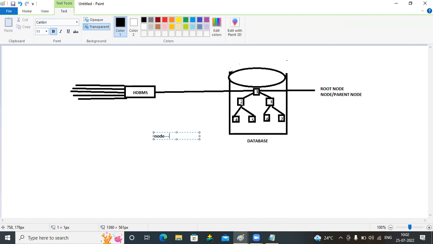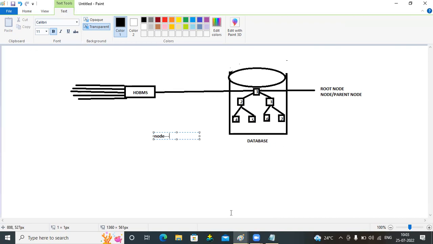Every root node or parent node contains two child nodes. See, I have mentioned here, in this root we have entered two child items. So every root node or parent node can contain two child nodes. For example, the first node is a parent and has two child nodes. The second node is a parent, it has two child nodes. The third node is a parent, it has two child nodes. Like that the chain proceeds.